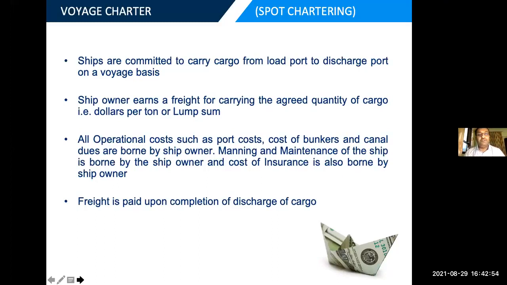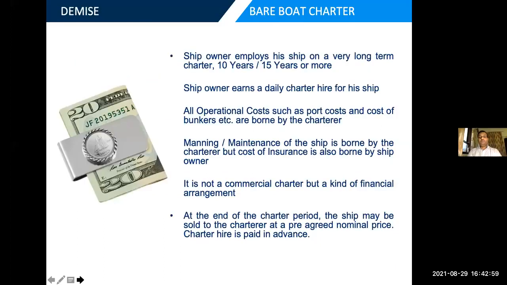Now, the third form of charter, that is bareboat charter. The ship owner employs a ship on a very long-term charter, that is 10 years, 15 years or more. Ship owner earns a daily charter hire for his ship. All operational costs such as port cost and cost of bunkers are borne by the charterer. Manning and maintenance of the ship is borne by the charterer. Again, the technical management is with the charterer in case of a bareboat charter.